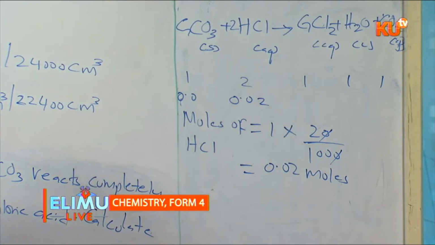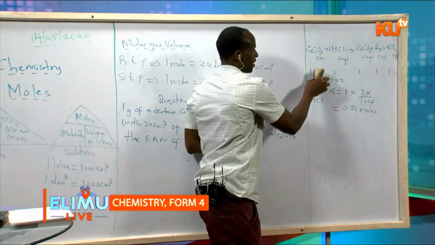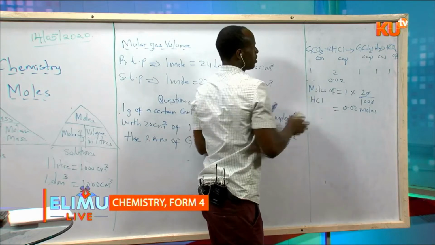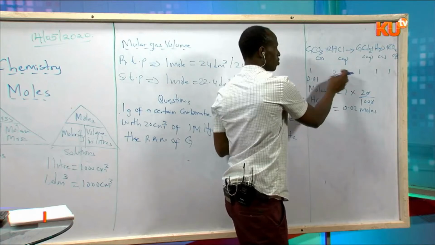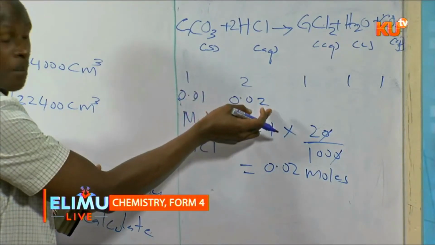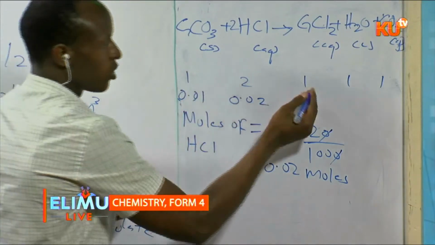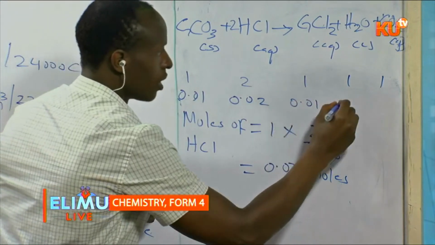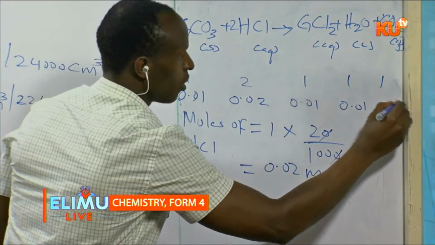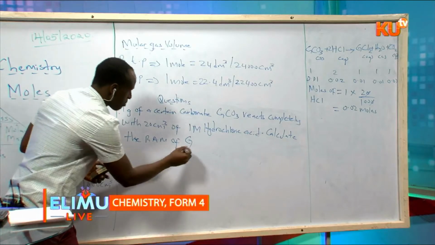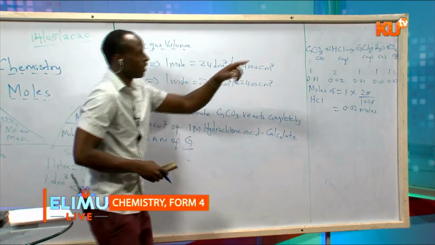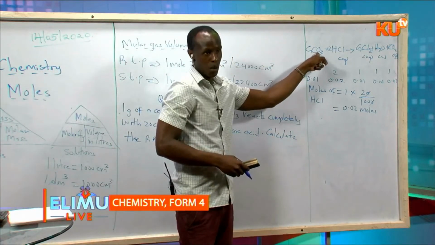So if HCl has 0.02 moles, and here the ratio is 1 is to 1, it means automatically here is 0.01. The ratio is 1 is to 2, so this is half of this. So you divide by 2. Also these are half of it, so 0.01, 0.01, 0.01. So which moles are you interested with? Calculate the RAM of G. G is an element in G carbonate.